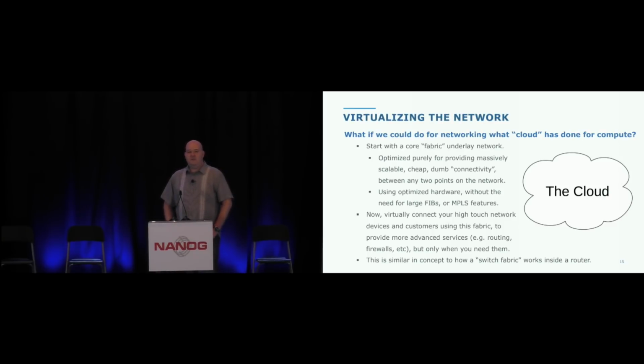So what if we change that model, right? What if we could do for networking what cloud has done for compute? So the mechanism here is, just like we talked about earlier, you start with this fabric, this very simple network that all it does is very scalable, very cheap, dumb connectivity between large numbers of endpoints. You can use very optimized hardware. You don't need large FIBs. You don't need MPLS features. You've really got the world as your oyster as far as what you want to pick.